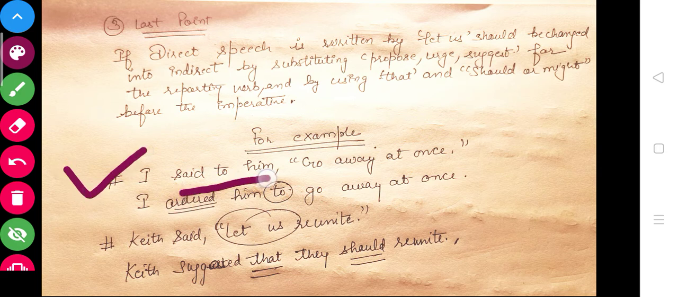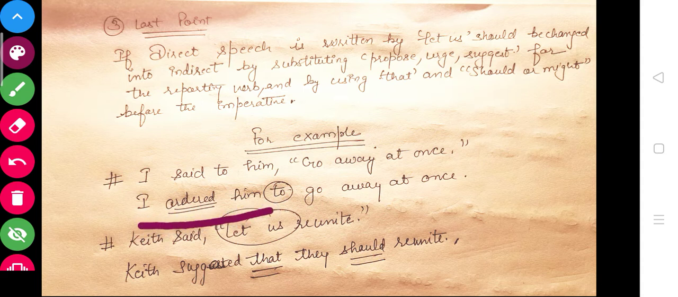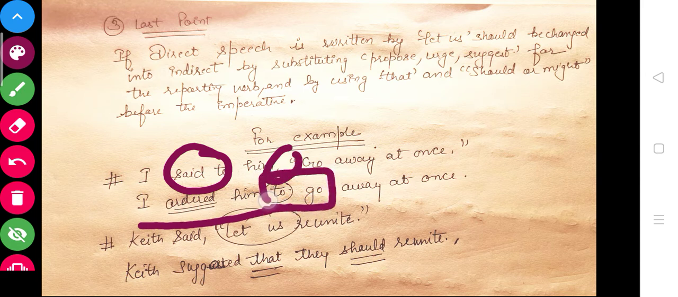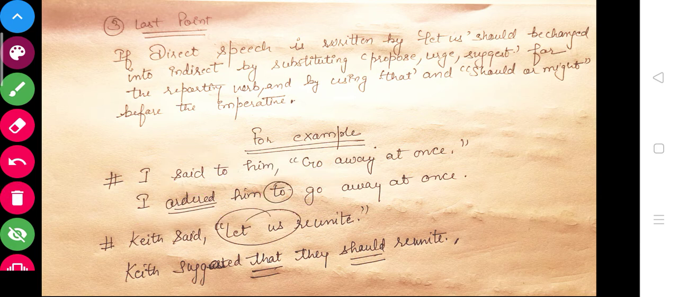See, I said to him, "Go away at once." In a very agitated way, somebody must have said that, so that's why I ordered him. In an orderly manner, in a command mood, I would say. In a proper command, somebody said that, I ordered him, then the inverted commas are removed and replaced by to, and it became infinitive, to go away at once. So that's the way we have to do it.